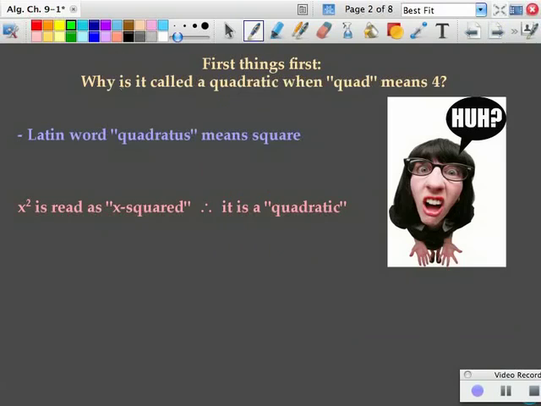Okay, so first is, why is it called a quadratic when quad means 4, right? You're making this face, and you're like, what in the world is going on? I don't understand. Well, it comes from the Latin word quadratus, which means square. So we're not basing it on the word quad as much as we're basing it on quadratus, which is Latin. So since this term right here, x to the second power, is read as x squared, it is a quadratic.